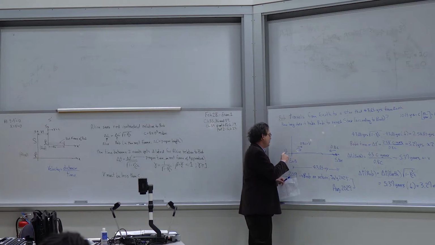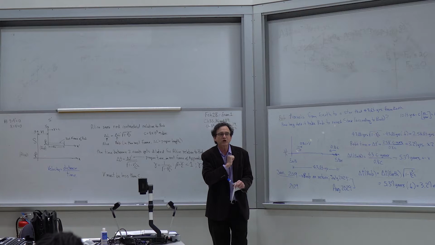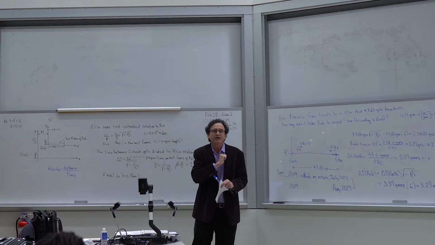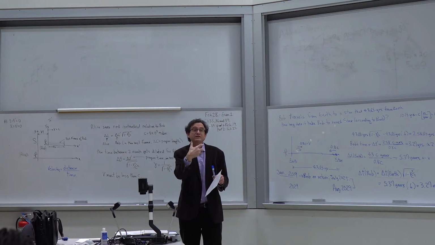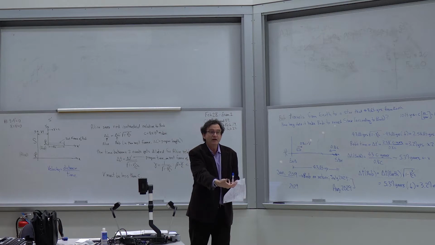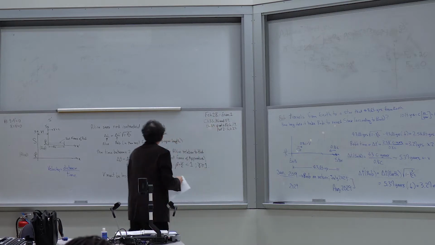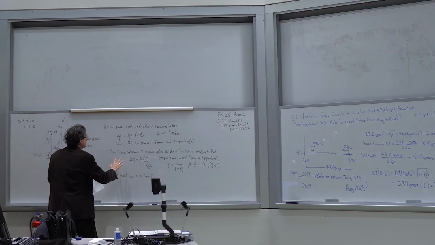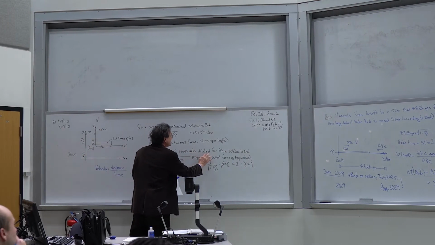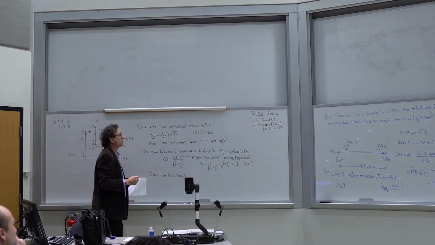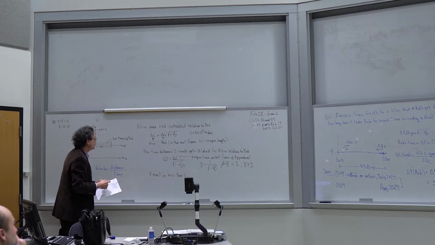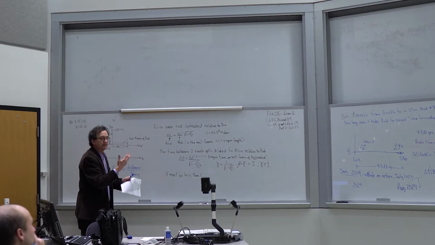So let's look at it this way. When Alice looks at Bob's clock, it is going slower. In other words, more time passes for her than for Bob. That's time dilation. Right? That's this statement right here. The time between two events gets dilated for Alice relative to Bob.